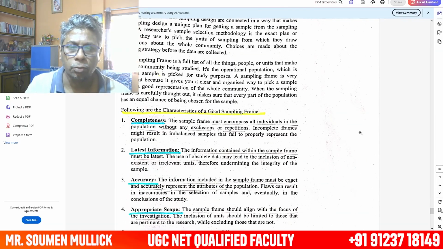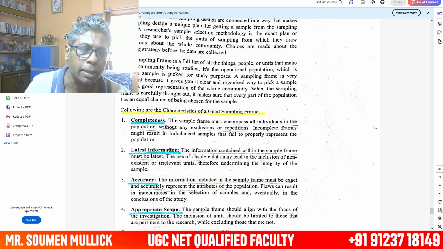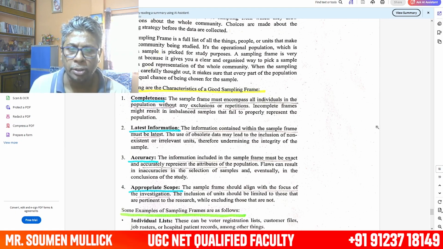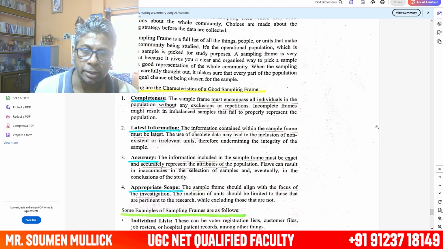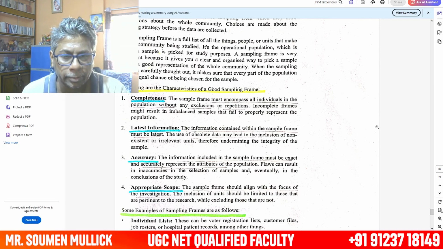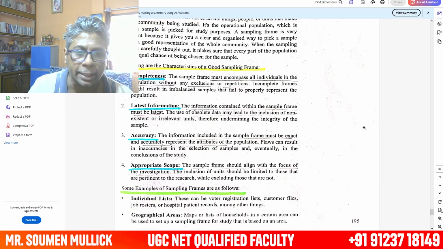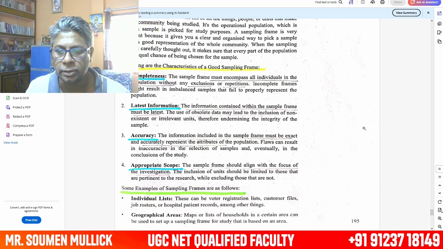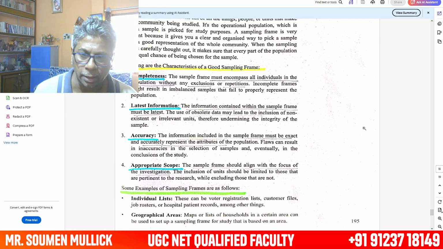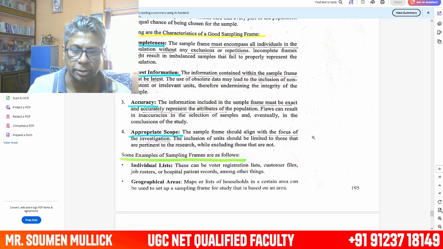Okay. So what are the important characteristics of a good sampling frame? It should be complete, must encompass all individuals in the population without any exclusion or repetition. Up to date: the information contained in the sampling frame must be the latest. Next important thing, the accuracy. The information in the sampling frame must be exact and accurate. Next important point, appropriate scope. The sampling frame should align with the focus of the investigation.